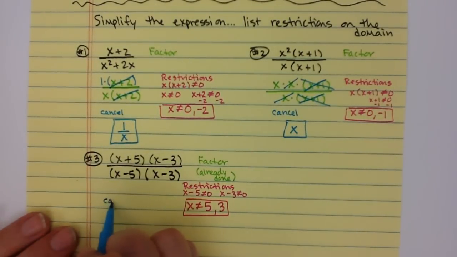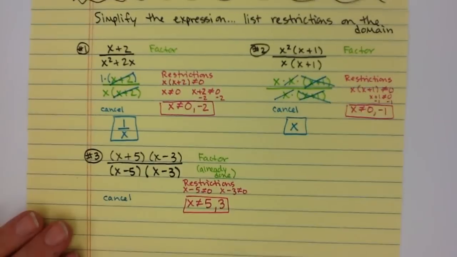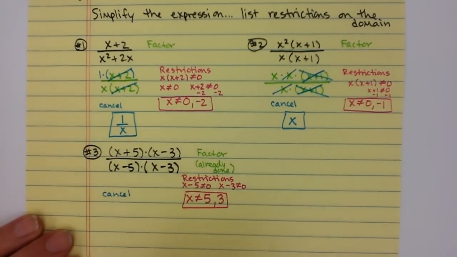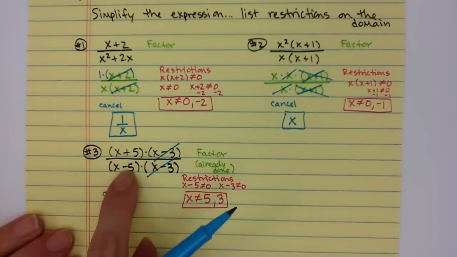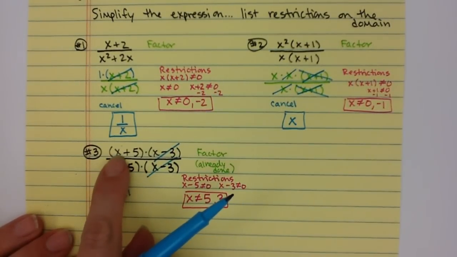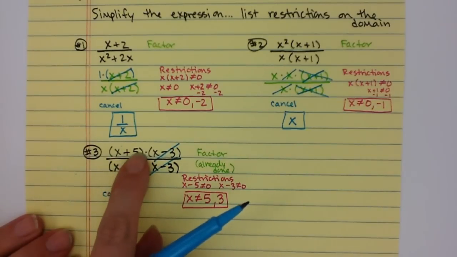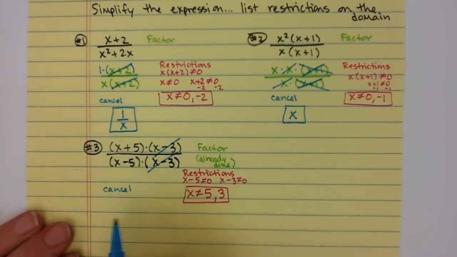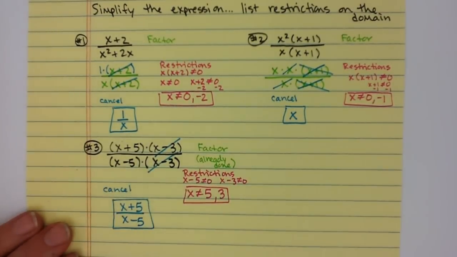Next up, we are going to cancel. So we can only cancel things that are multiplied and only if they match exactly. Well, these two parentheses sitting next to each other means multiply. So I have an x minus 3 that can cancel with an x minus 3, and I have x plus 5 over x minus 5. So remember that the addition and subtraction is like super glue, so I cannot cancel this x with this x, nor can I cancel this 5 with this 5, because it's x plus 5, which is different from x minus 5. So once I do my canceling, I'm going to be left with x plus 5 over x minus 5, and nothing else will simplify, so that's going to be my answer.